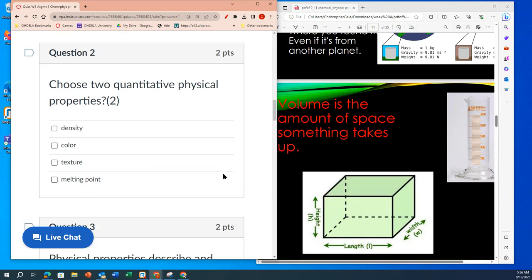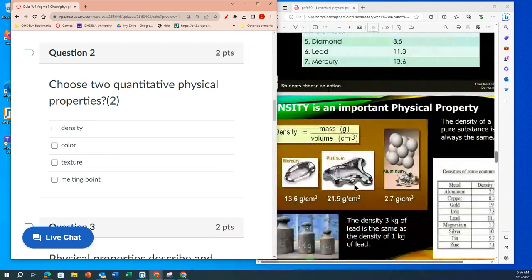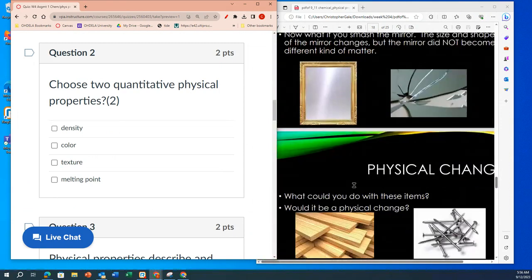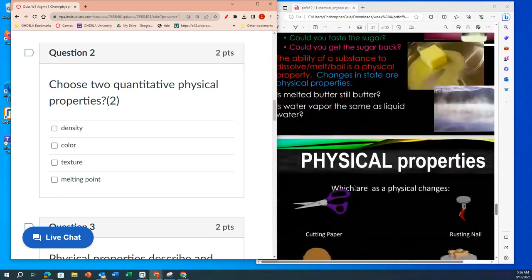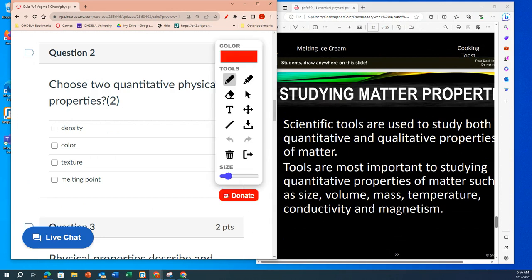Choose two quantitative physical properties. So I'm going to look through the notes here. When we get to the end here, quantitative properties include volume, mass, temperature, conductivity, magnetism. So two quantitative properties: density and melting point. Temperature, that's the melting point, right? And density.